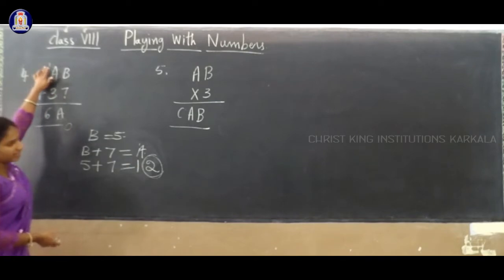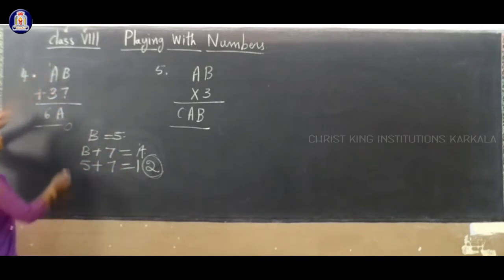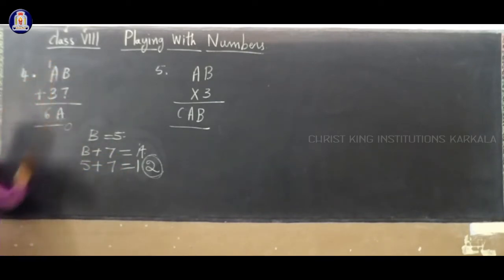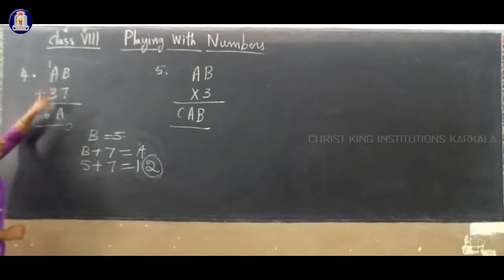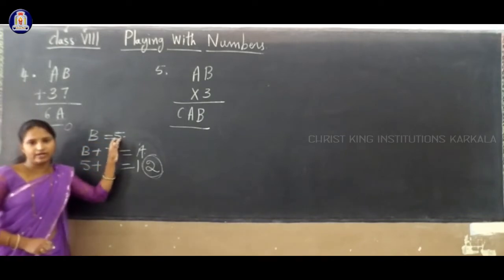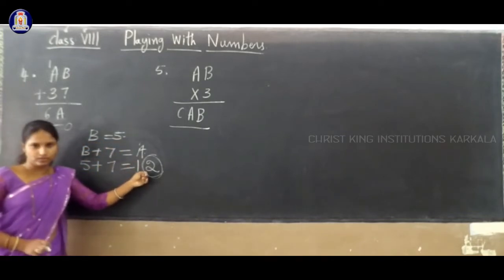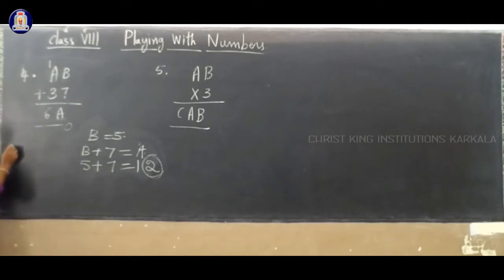Here the remaining 1 we add in the next step. So A is 2, then in place of A again you must write 2. So 2 plus 1, 3. 3 plus 3 will get answer 6. So the value of B is 5 and value of A is 2. Clear? What is the value of A? A is 2.